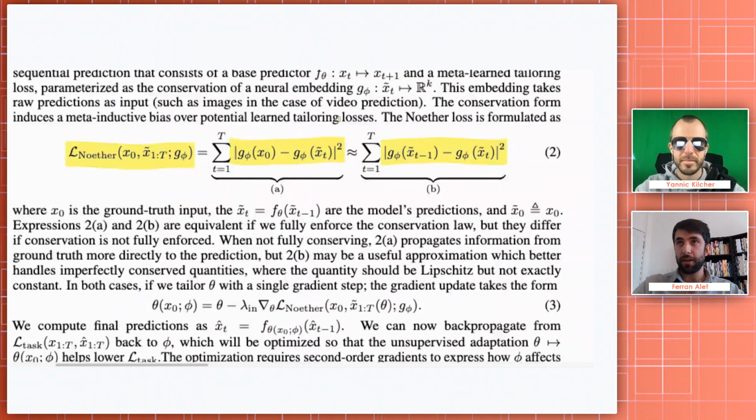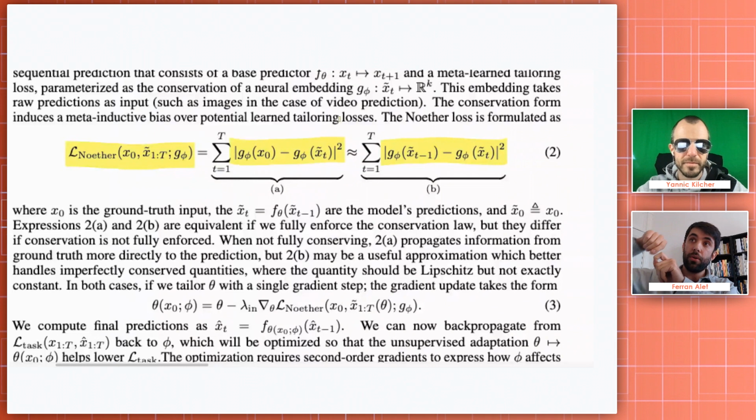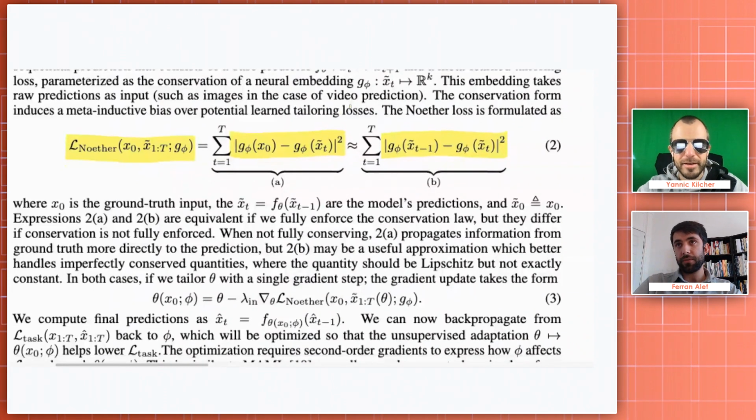The second one is very similar. Sometimes it's a bit more useful, more stable, because instead of comparing to the very beginning, you compare to the previous time step, so you have a more immediate signal, and you basically say you should conserve it. Every time you apply F, you should conserve G. So that's another way of imposing conservation.